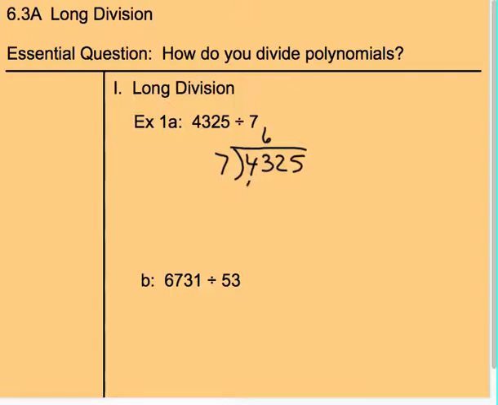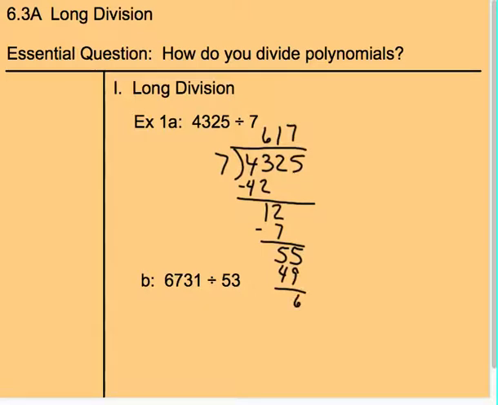6 times 7 is 42, so we write that underneath, and then we subtract. Bring down the next term. 7 goes into 12 once. 1 times 7 is 7. Subtract again. Bring down the last term. 7 goes into 55, not quite 8 times, so we're going to have to put 7. 7 times 7 is 49, with a remainder of 6.